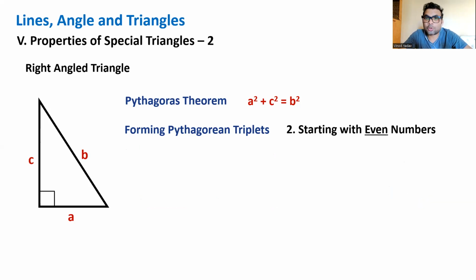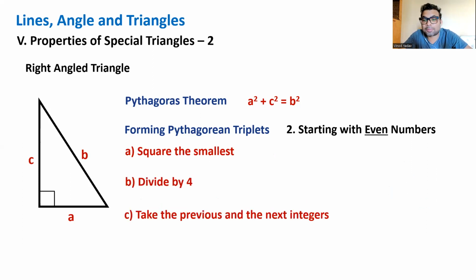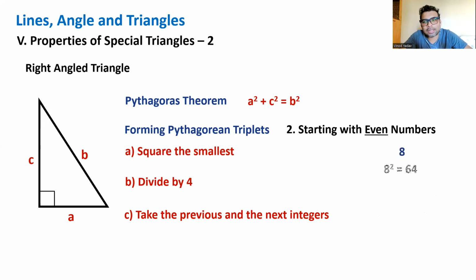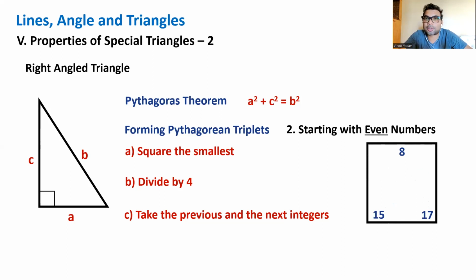Now let's understand how we make the triplet starting with an even number. Square the smallest, divide by 4, then take the previous and the next integers. Let's see. 6. So 6 is going to be the smallest, right? 6 square is 36. Divide by 4, so it is 9. 1 less and 1 more, so 8 and 10. So 6, 8, and 10 becomes a triplet. Okay. 8. 8 square is 64. Divide by 4, 16. Minus 1, plus 1. So 8, 15, 17 becomes a triplet.